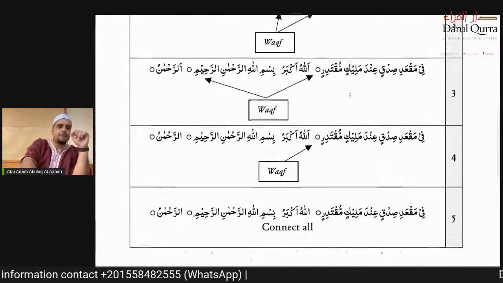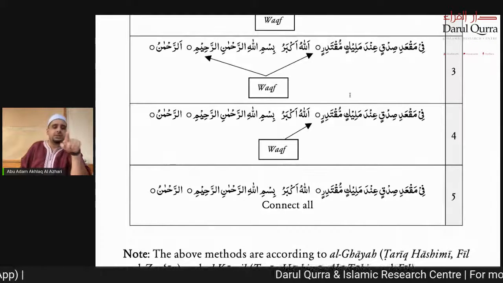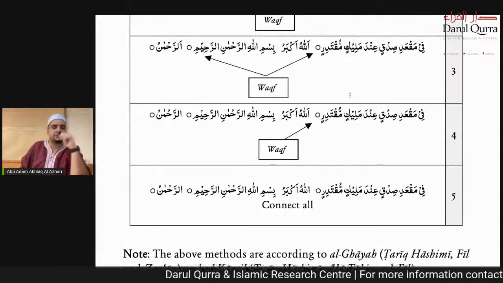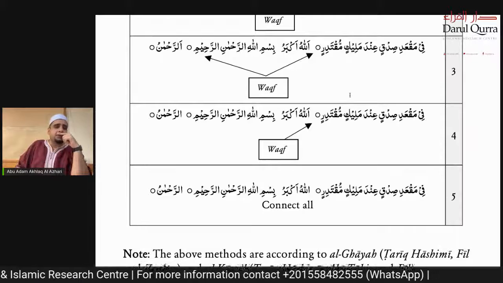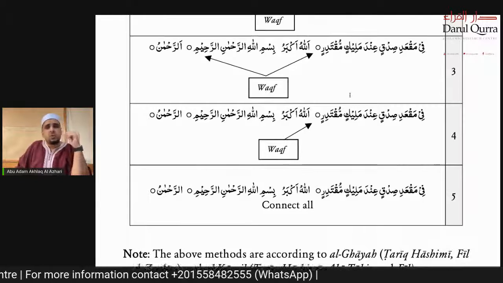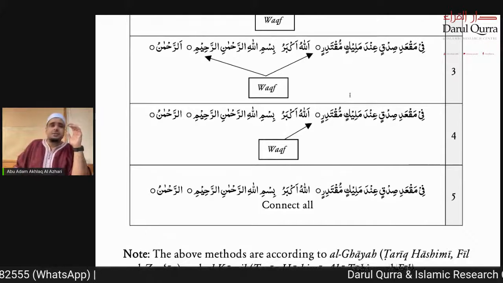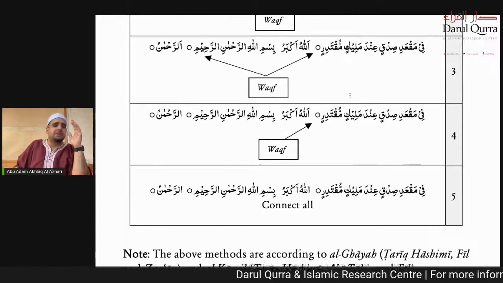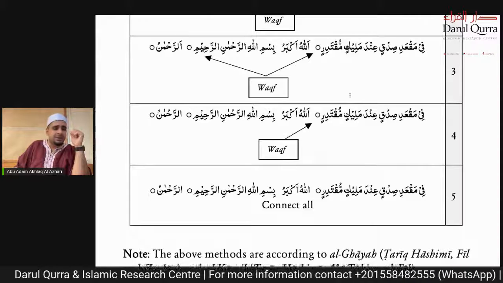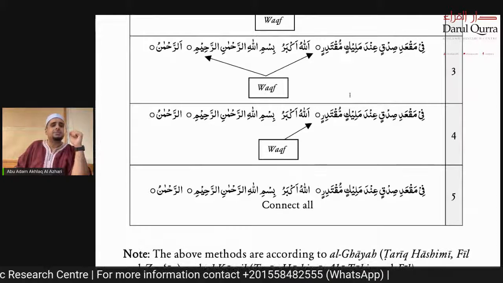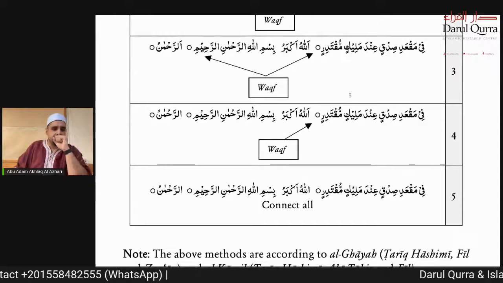Scenario number four. We're only going to do one waqf, which is going to be at the end of the surah, and join the takbir with the basmala with the beginning of the surah. How? Fi maq'adi sidqin 'inda malikin muqtadir. Take a breath. Allahu Akbar. Bismillahir Rahmanir Rahimir Rahman. Okay, so we joined the takbir with the basmala with the beginning of the next surah.